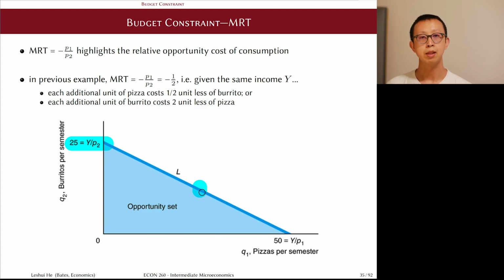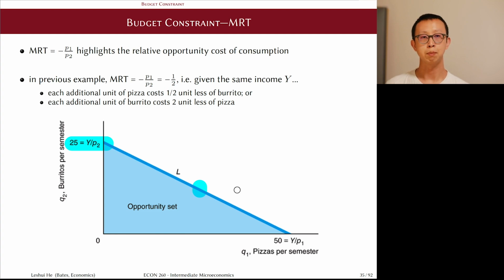MRT tells us that the price ratio determines the trade-off between the two goods when we have to satisfy the budget constraint. And this is an essential piece underlying the consumer's choice problem. A very useful note at this point is that the budget constraint does not tell us which combination the consumers would choose. It simply tells us what choices are feasible.